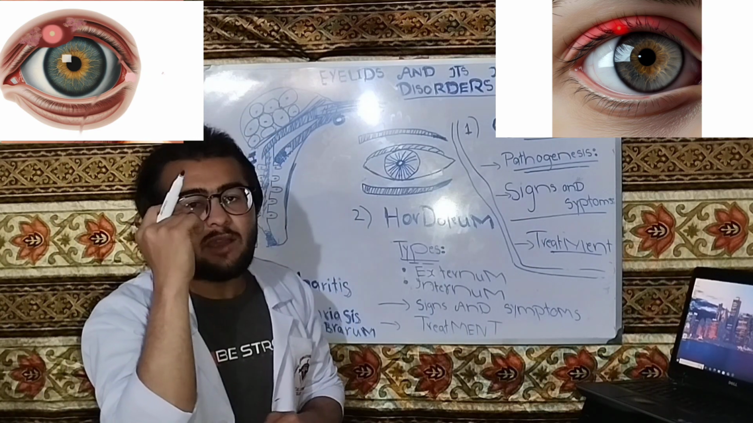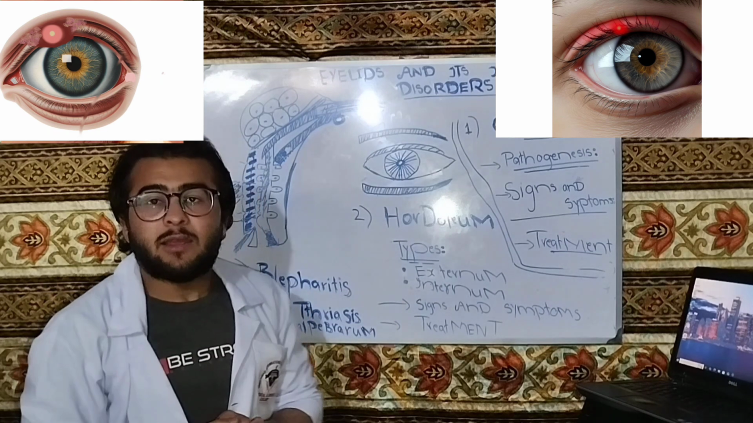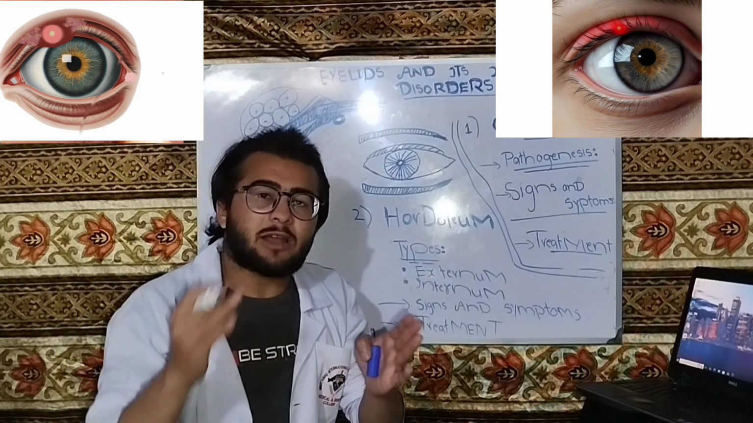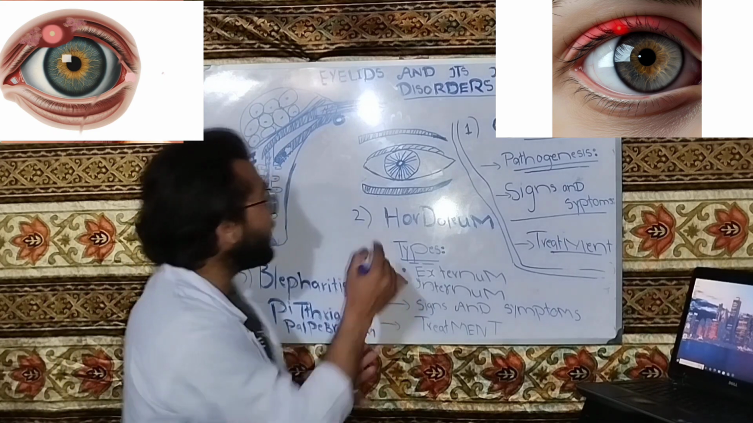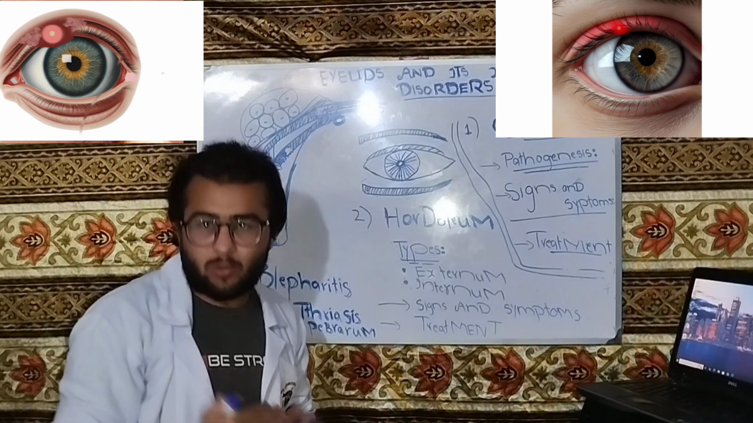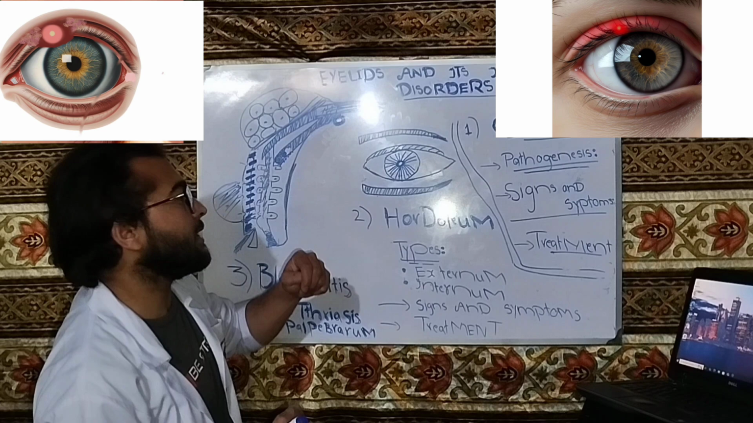Chalazion most commonly occurs on the upper eyelid. Why? Because the meibomian glands are more numerous in the upper eyelid. There are about 30 to 40 in the upper eyelid and 20 to 30 in the lower eyelid. So that's why it is common on the upper eyelid.